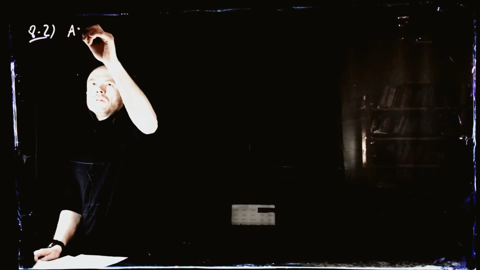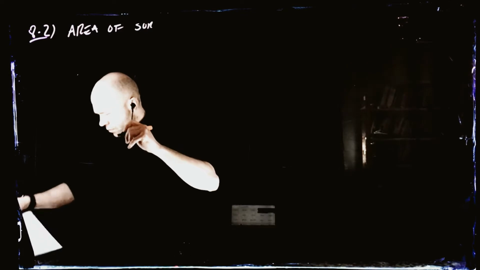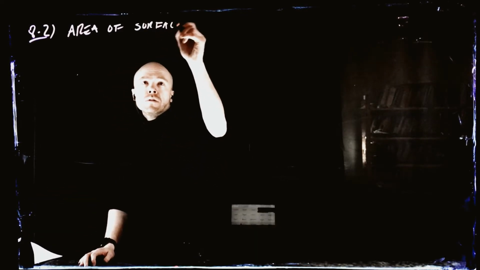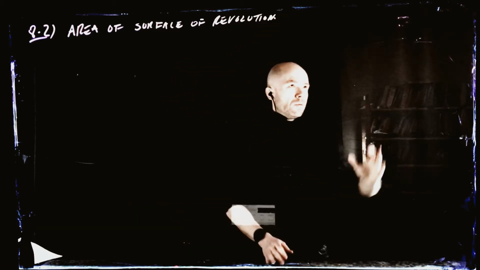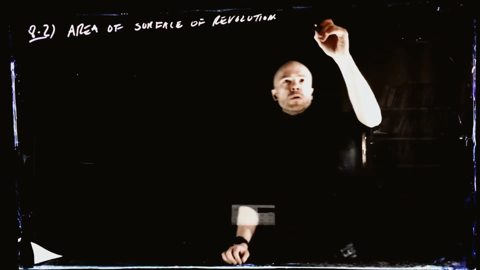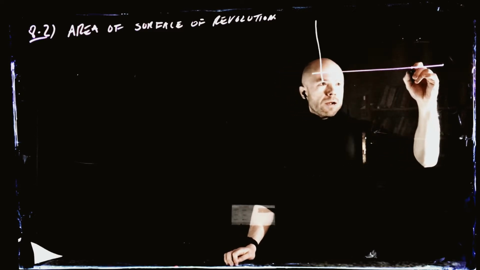Okay, so the next topic is surface of revolutions. So this is 8.2, area of surface of revolution. And in a way, it's a similar topic in that we just have a formula we have to apply, but we have to get the formula. We have to know the formula and apply it correctly.